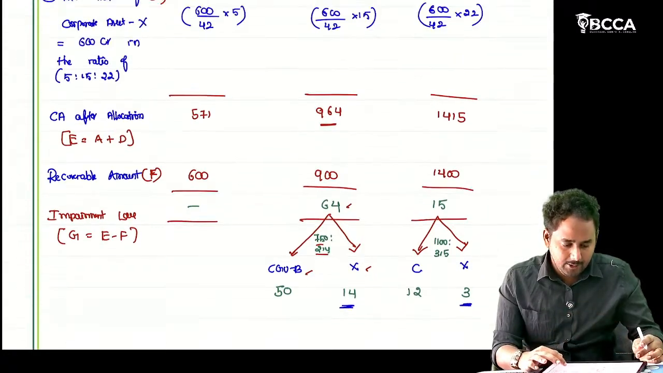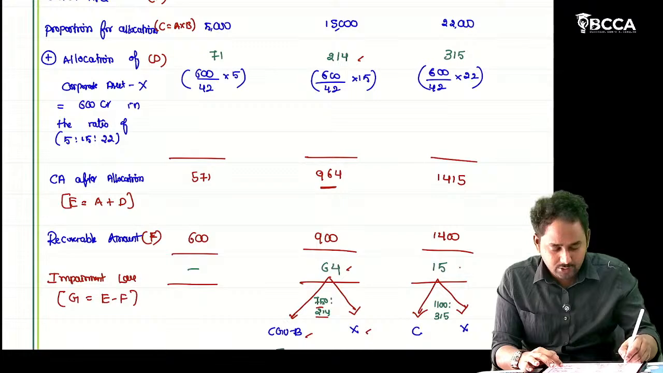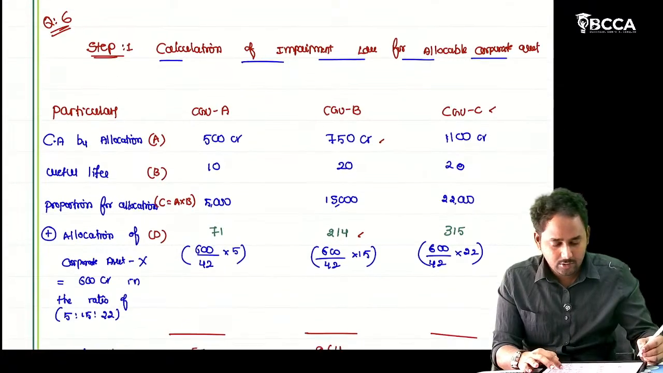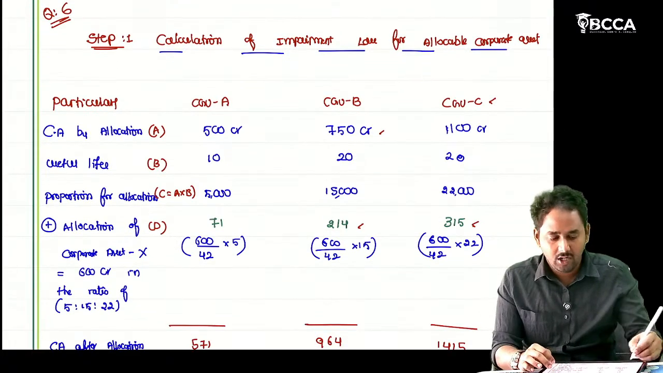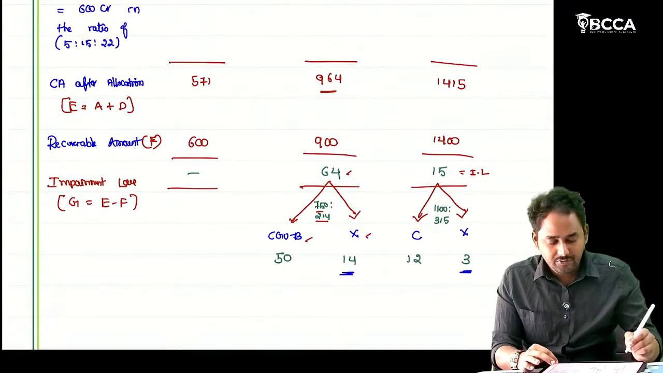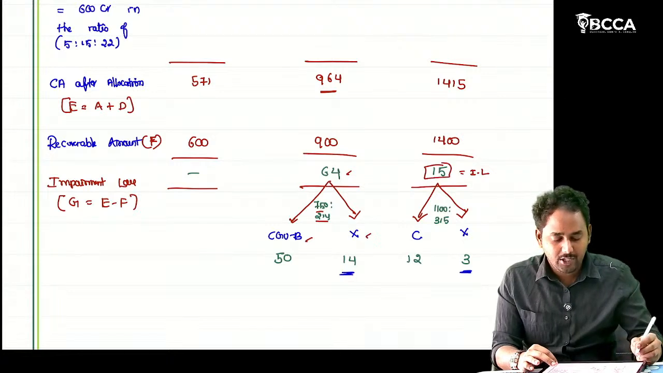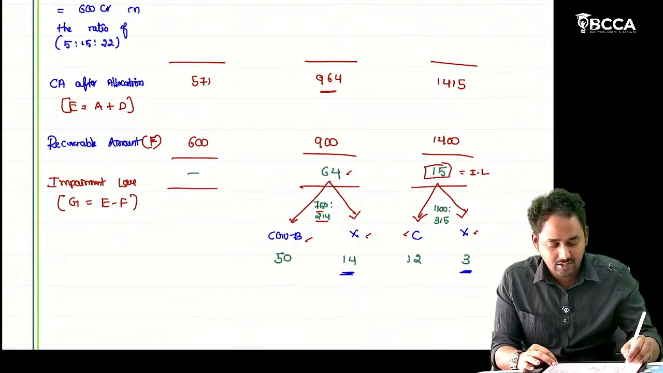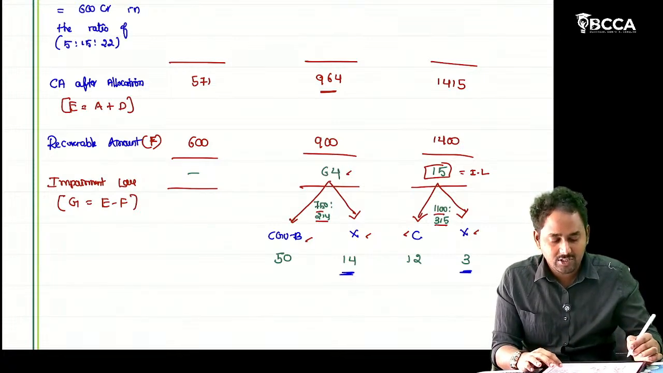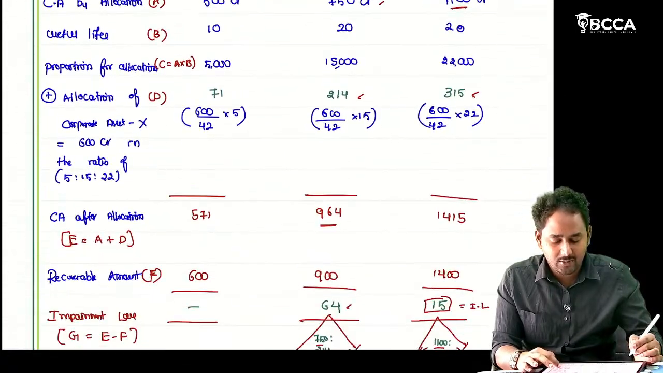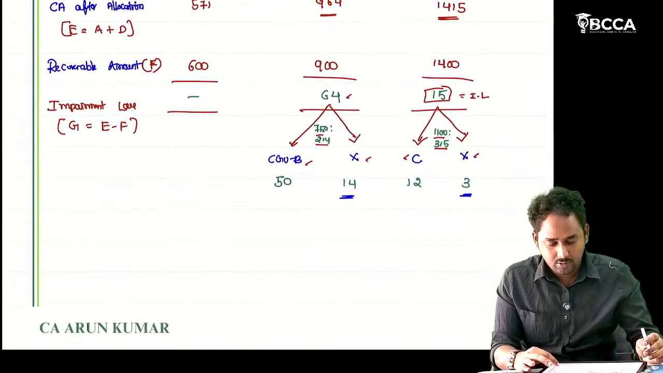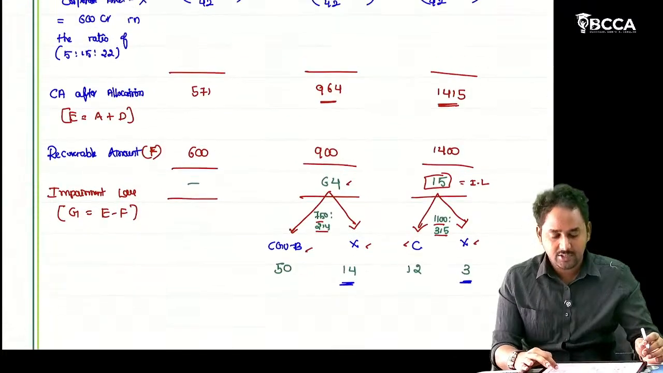Then coming to this 15 crores of impairment loss, it should be allocated between corporate asset X, 315, as well as CGU C, 1100. This 15 of impairment loss should be allocated between CGU C and corporate asset X in the ratio of 1100 to 315. So these are the carrying amounts, the total carrying amount. Okay. Then step 1 is completed.